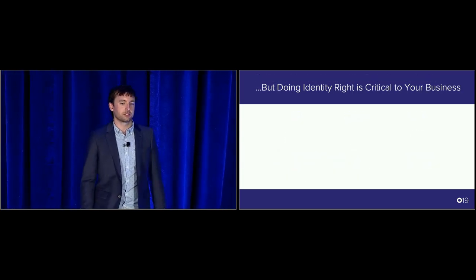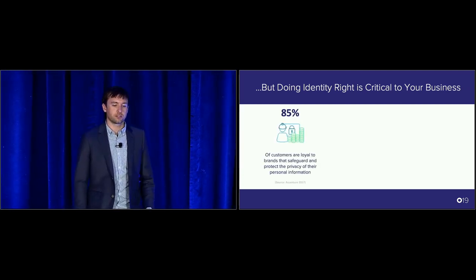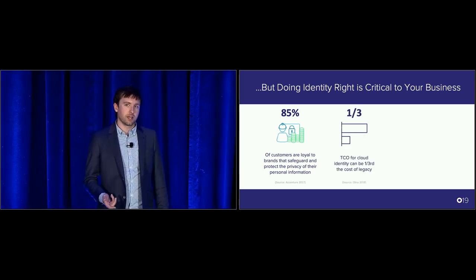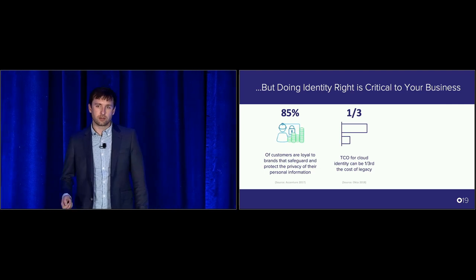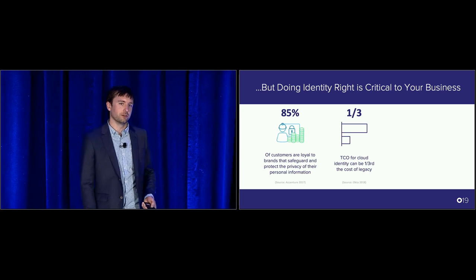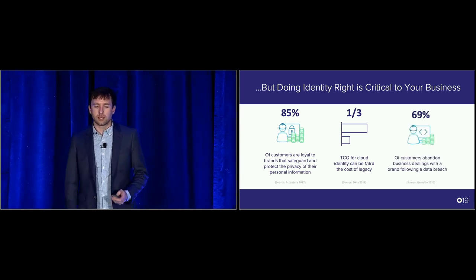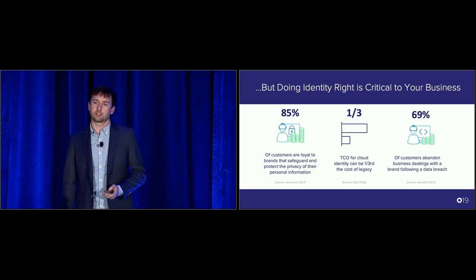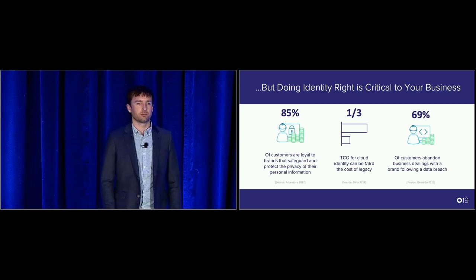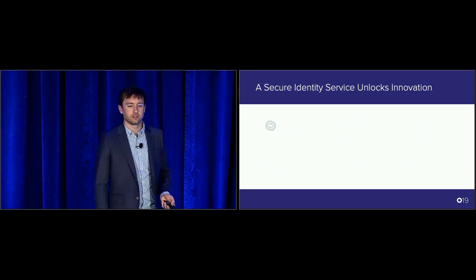But doing identity right is crucial for your business. 85% of customers are loyal to brands who they trust to safeguard their privacy and personal information. And when you do identity right, using a cloud identity solution rather than a legacy solution, we find that it's much cheaper. Your total cost of ownership can be 1/3 of what you might be doing when you're building in-house or using some other legacy solution. And lastly, when you break that trust with your customers, 69% of them will abandon business dealings with a brand following a major data breach. So getting identity right is extremely critical to your business.